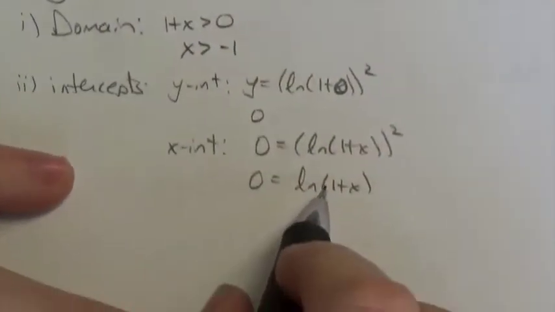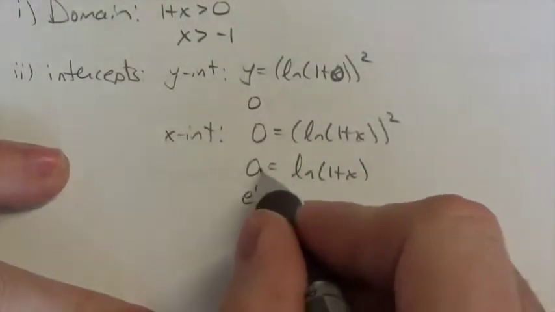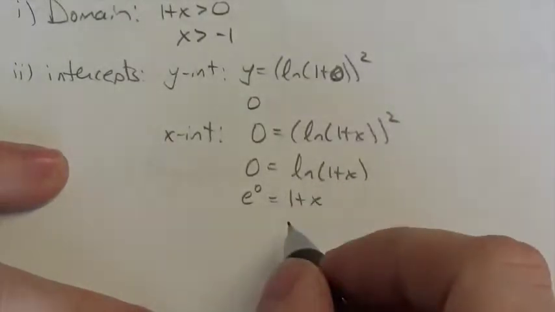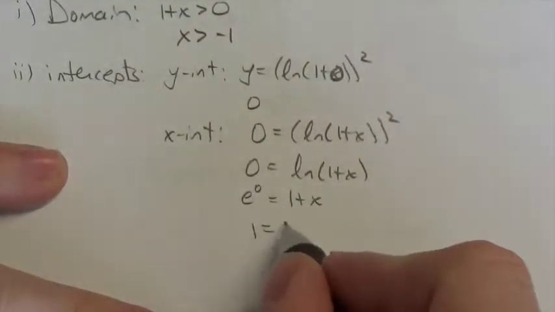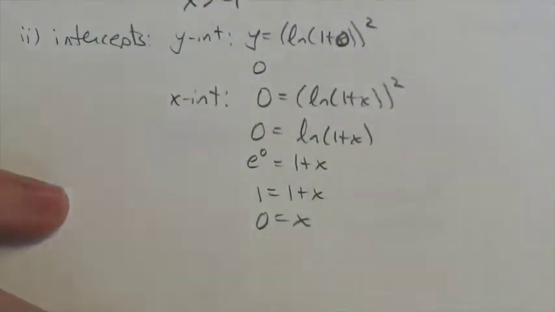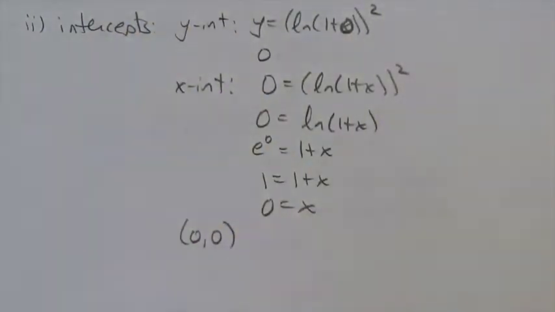All right, now we've got a logarithmic equation here. Let's convert it to exponential form. So e to the 0 is going to equal 1 plus x. That's going to be 1. Subtract 1 from both sides, and there you go. There's my 0. So my x-intercept, my y-intercept. So we know that it's going through the point 0, 0. Okay, so at least we've got 1 point on the graph. Good.